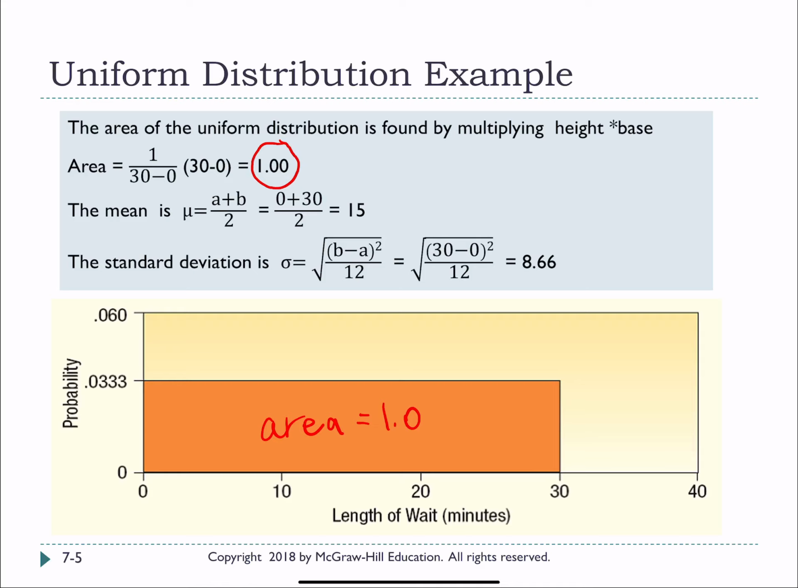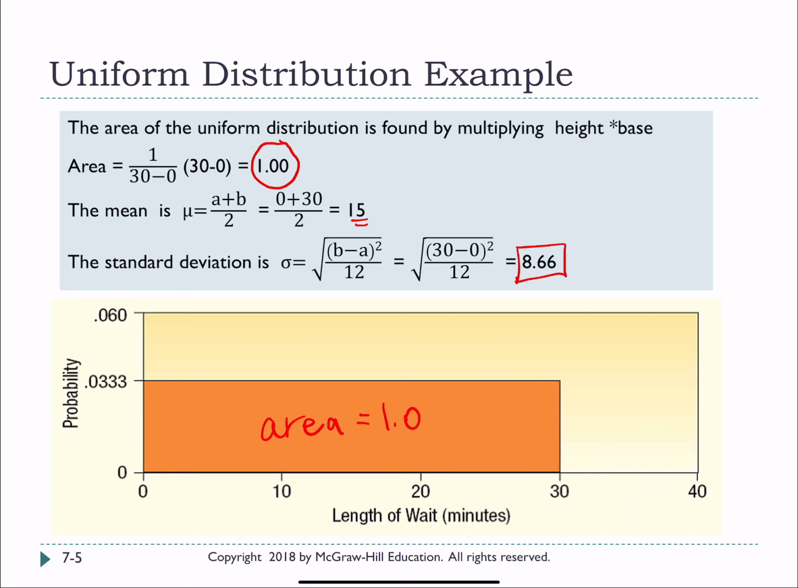Our mean here is, again, (A plus B) over 2, so 30 plus 0 divided by 2. And so our expected wait time is 15 minutes. And then the standard deviation is 8.6. So plus or minus 8.6 is the spread that measures the variation in the student wait times.